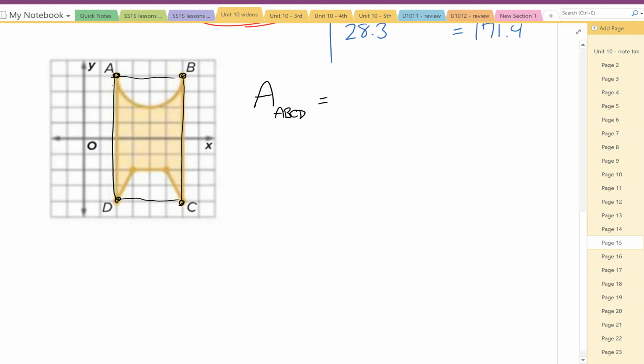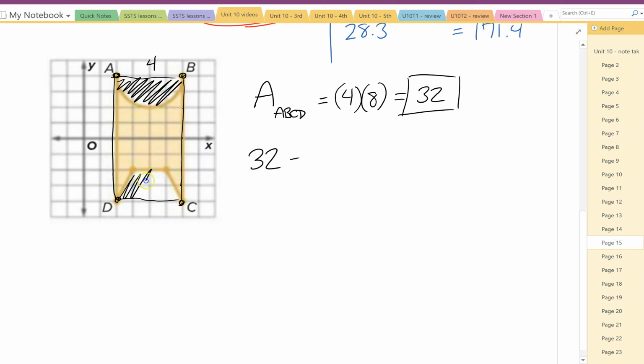I need to know the length and the width, or the height and the base. This side here is 4. This side here is 1, 2, 3, 4, 5, 6, 7, 8. 4 times 8 is 32. So the area I'm going to start with is 32. I'm going to take that 32 and subtract this right here and this right here from it. I'm going to subtract the semicircle, and then subtract this right here, which is a trapezoid. That's going to tell me how much area this yellow shape takes up.